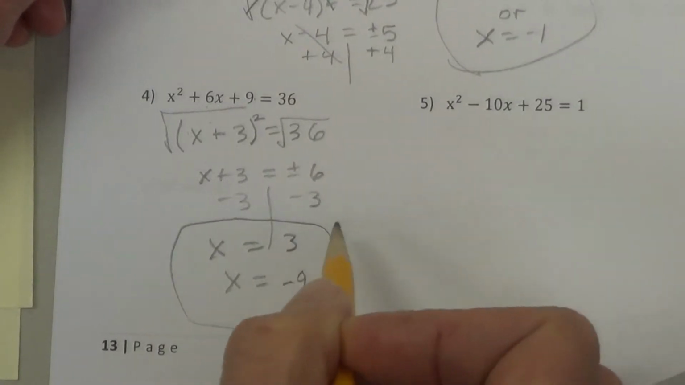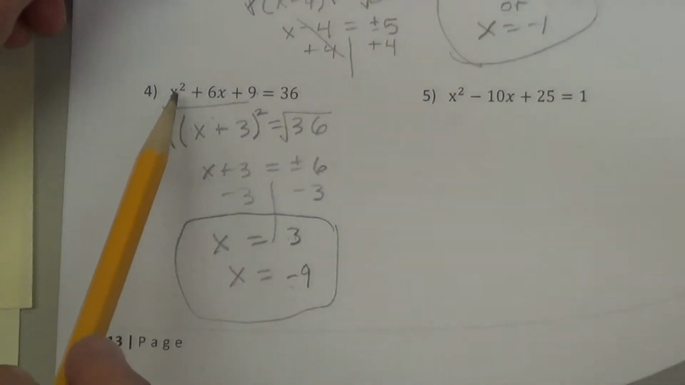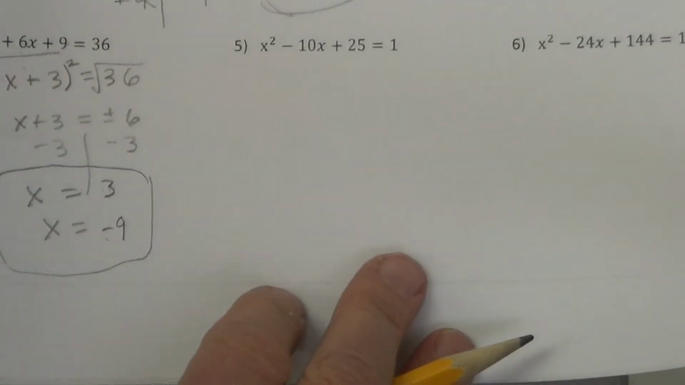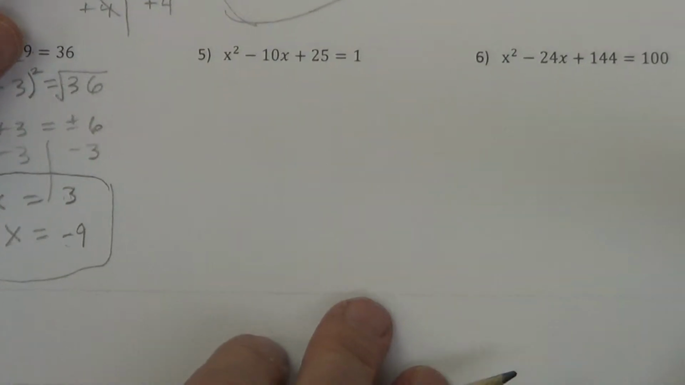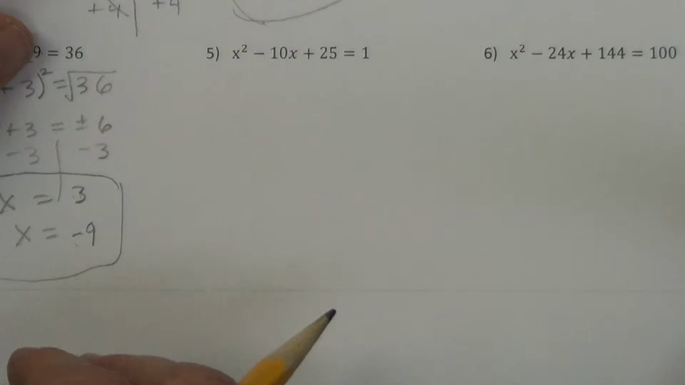Now, if you want to check those, you just plug that 3 or that negative 9 right back into the equation and it will come out true. And I will probably ask you to check a few tomorrow to make sure that you see how to check it. We're kind of out of room on this page to do that.